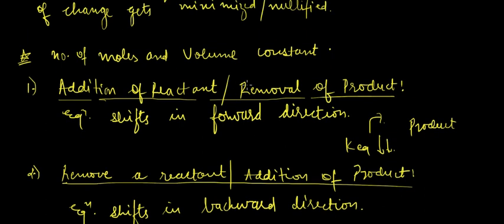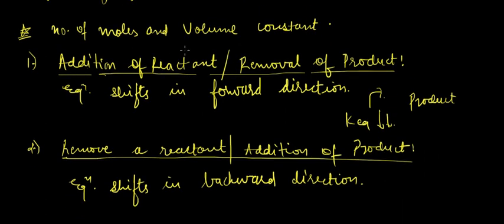So here we are changing the number of moles, and the concentration is also changing, but we are keeping volume constant. I might have told earlier that we are not changing the number of moles. No, that's wrong. I'm sorry for that. We are changing the number of moles here, because we are adding or removing some products, but the volume is constant.